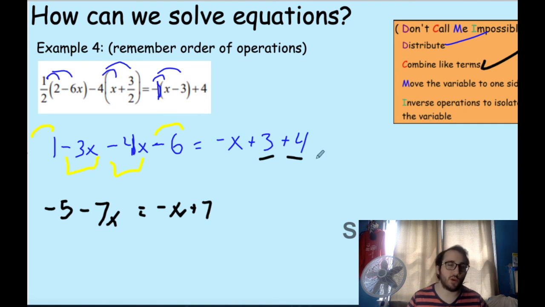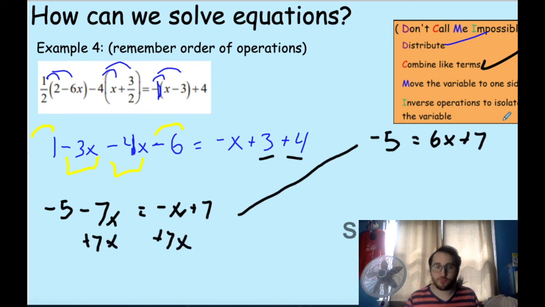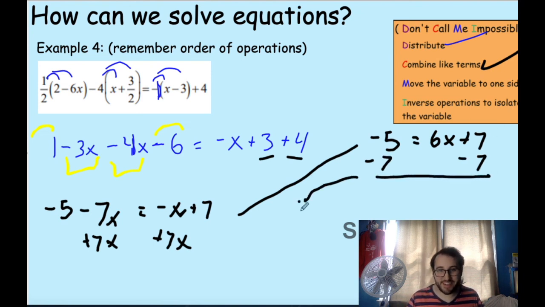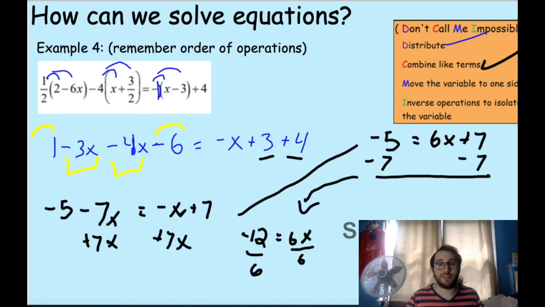Next, move the variable to one side. I'm going to move this 7x to the other side. So I'm going to add 7x because that's the inverse operation. We're going to subtract 7 on both sides using inverse operations. And then I'm going to go down here and put what we got. So negative 5 minus 7 is negative 12 equals 6x. Divide by 6 on both sides. Negative 12 divided by 6 is negative 2. And that equals x.